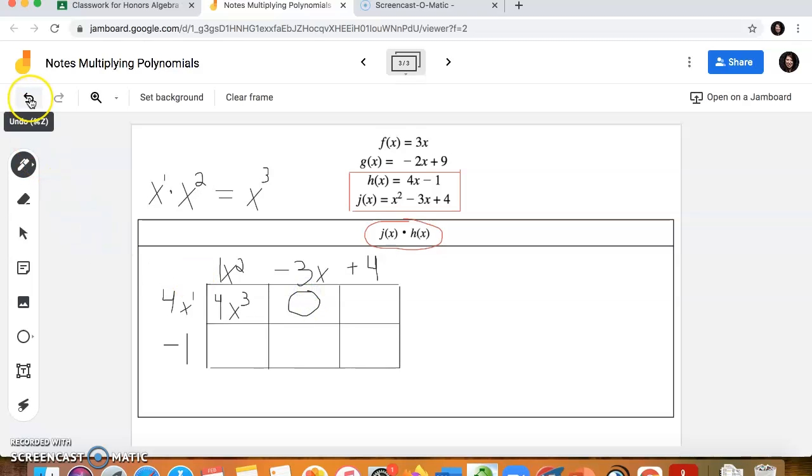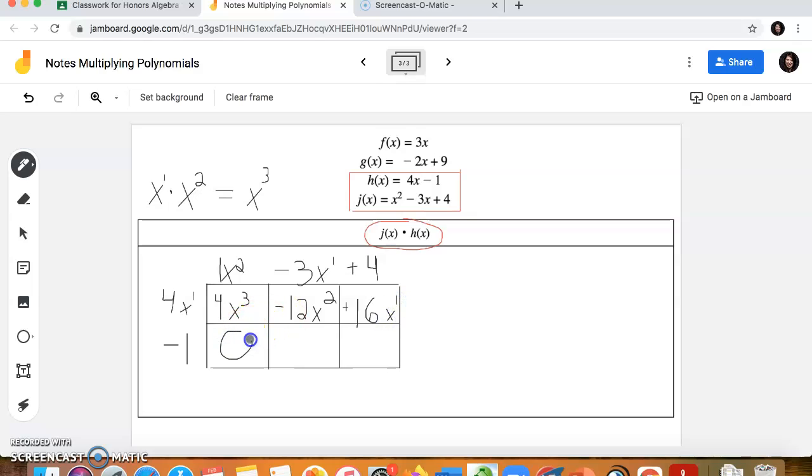Now we're going to do this box. And so we're going to multiply 4x times negative 3x. So 4 times negative 3 is a negative 12. And you have 1x here, 1x here, so that's 2 x's, so x squared. Then we're going to do this box. 4 times 4 is a positive 16. And then you only have 1x, so just x. You can put a 1 if you want to.